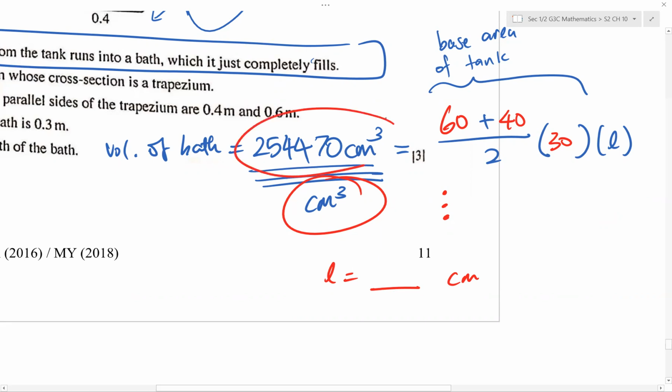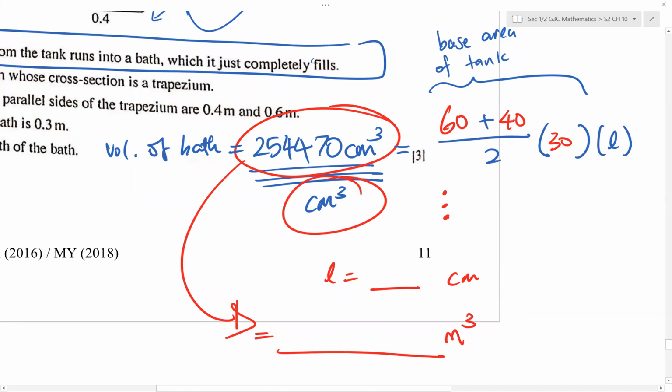Okay, now your job is to change this 254470 cubic centimeters to how many cubic meters? Okay, how? Did you say divide? Aloysius, did you say divide? Yes, all right. Okay, divide by what? Divide by 100.